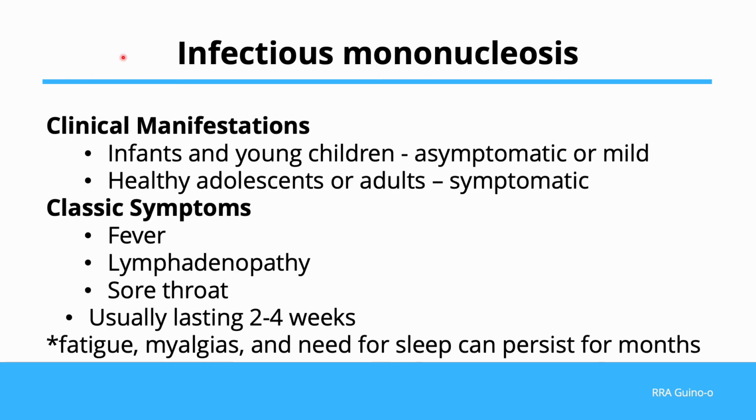Now in this lecture, we'll be focusing primarily on infectious mononucleosis. This disease has different clinical manifestations depending on the age group of the infected individual. In infants and young children, they are usually asymptomatic or mild, and in healthy adolescents or adults, this is where you see your symptoms. Now the classic symptoms of your IM or infectious mononucleosis is fever, lymphadenopathy, this is tenderness and swelling of your lymph nodes, and sore throat. These symptoms usually last 2 to 4 weeks. However, some other symptoms like fatigue, myalgias, and the need for sleep can persist for months.